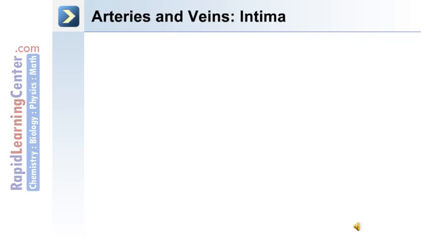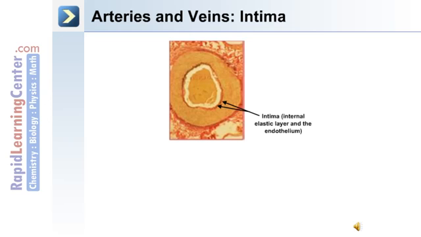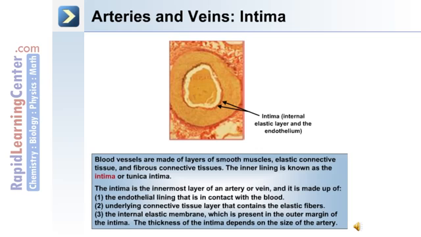Let's discuss each layer of a blood vessel in more detail, beginning with the intima. This is the internal layer that contains the endothelium. The intima is the innermost layer of an artery or vein, and it's made up of the following.